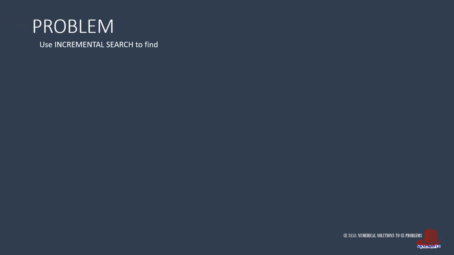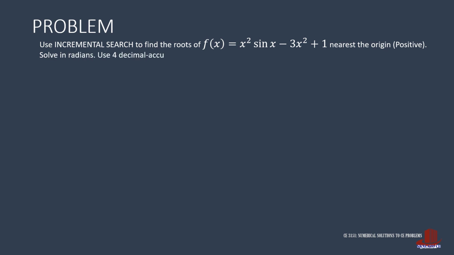The trigonometric function for this example is f of x equals x squared sine x minus 3x squared plus 1. The requirement is the root nearest the origin, and it should be positive. With a trigonometric function, answers can be solved using degrees or radians, but the requirement is in radians. Just the same, we stop after having 4 decimal zeros, and the initial values are whole numbers.